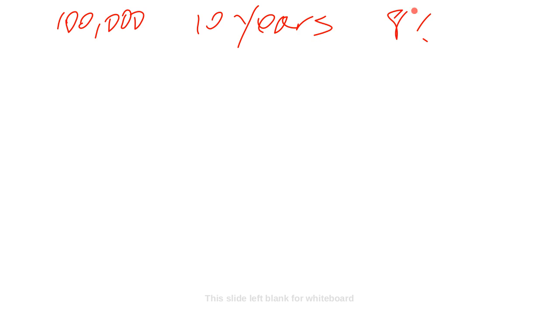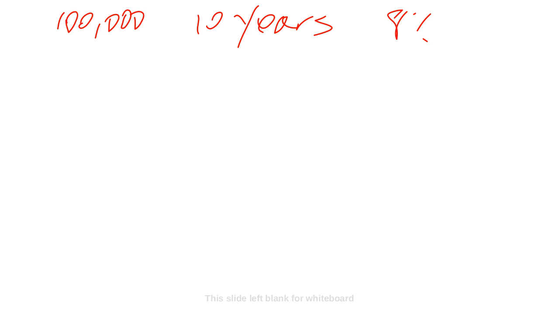So our example is this one. This is a $100,000 bond. It is a 10 years bond, and it pays 8%. And the payments are semi-annually, so it's twice a year.